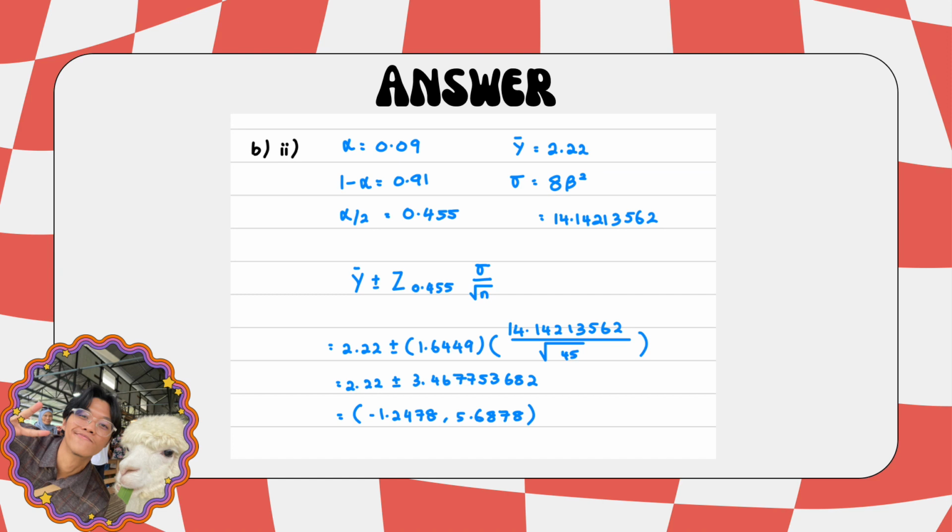We also have to find the value of y bar and standard deviation. After that, just substitute into the distribution. Lastly, mu has a range of negative 1.2478 and 5.6878.